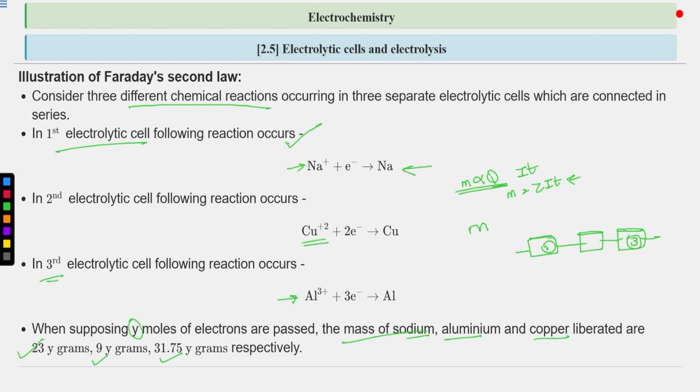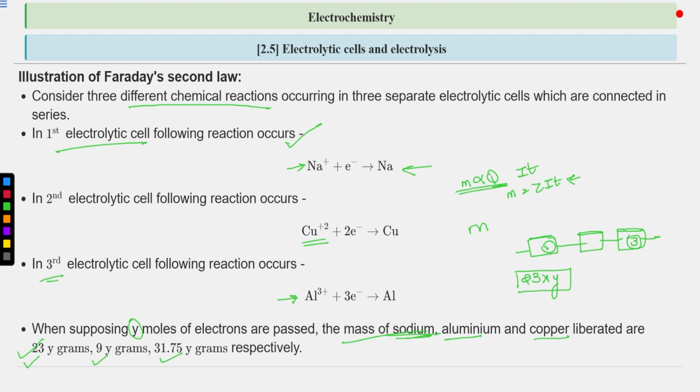The mass liberated for the sodium, aluminium, and copper is 23Y for the sodium. That means 23, the atomic mass of the sodium, multiplied by the number of moles of electrons, which is Y. This is the illustration of Faraday's second law, which says that the amounts of different substances liberated by the same quantity of electricity passing through the electrolytic solution are proportional to their chemical equivalent weight, or you can say the atomic mass of the metal divided by the number of electrons required to reduce the cation.